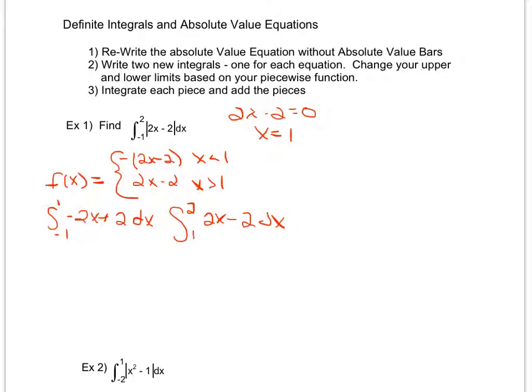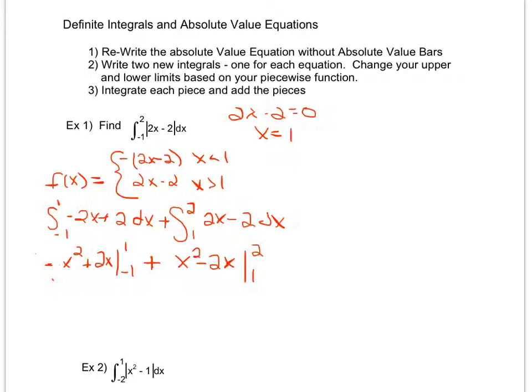When I integrate my first function, I get negative 2 over 2 x squared plus 2x from negative 1 to 1. I know negative 2 over 2 is just negative 1, so I'm going to rewrite it like that. And then I'm going to add these two integrals together. Doing the same thing with my second integral, I integrate and I get 2 over 2 x squared minus 2x from 1 to 2. I'm just using that general power rule to get that 2 over 2 x squared. If that doesn't make sense, please let me know in class and I can walk you through that.